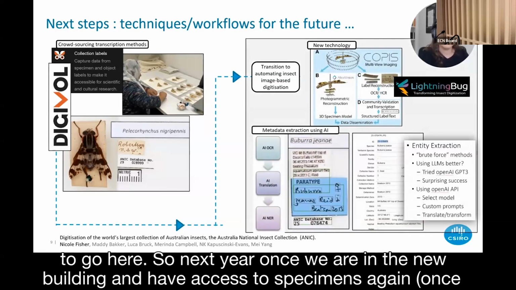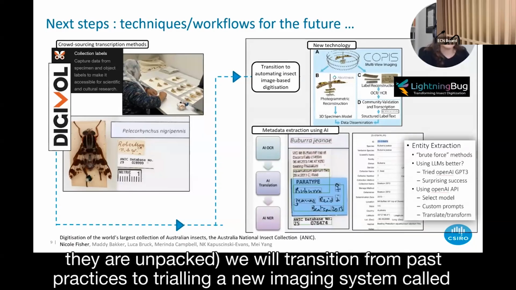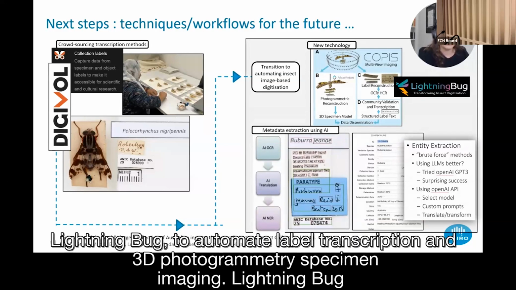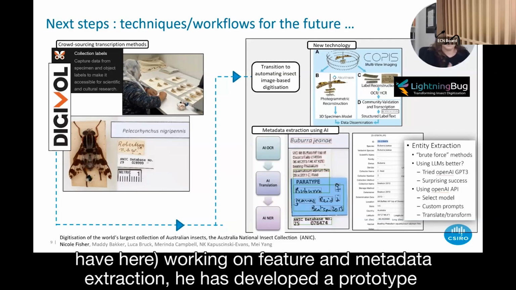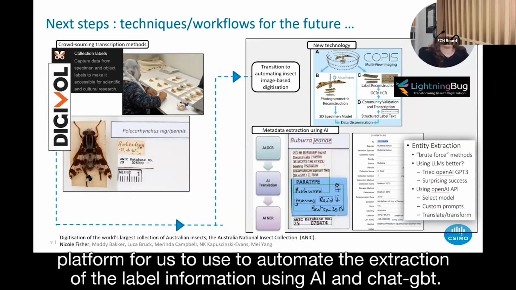So next year, once we are in the new building and have access to specimens again, once they're unpacked, we will transition from past practices to trialling a new imaging system called Lightning Bug to automate label transcription and 3D photogrammetry specimen imaging. Lightning Bug is a system currently used in Yale and Harvard in the US, and along with our postdoc that we have here working on feature and metadata extraction, he has developed a prototype platform for us to use to automate the extraction of the label information using AI and ChatGPT.